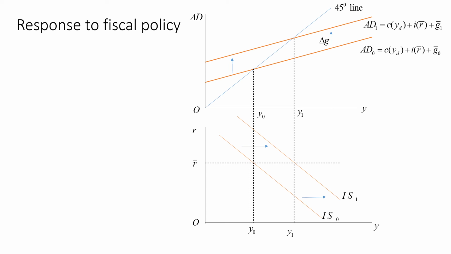Say this is the initial aggregate demand curve. This is your initial aggregate demand, AD0, and your IS curve is at IS0 like this. It's a downward sloping curve at IS0. This is your IS.